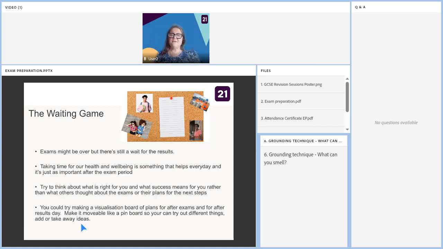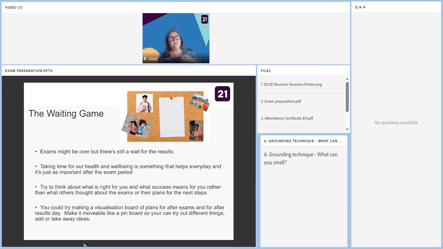Next, we've got to think about that period of waiting. That waiting that happens between us sitting our exams and us getting our results. So please make sure you take time for your health and well-being. Something that helps every day is just as important. These techniques that we're talking about during exam time are really important in that period of waiting between the exams and getting our results.